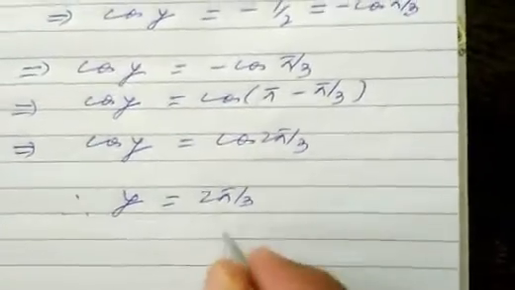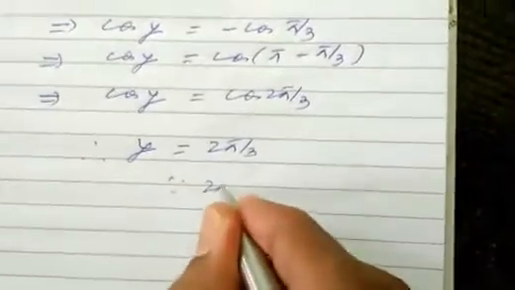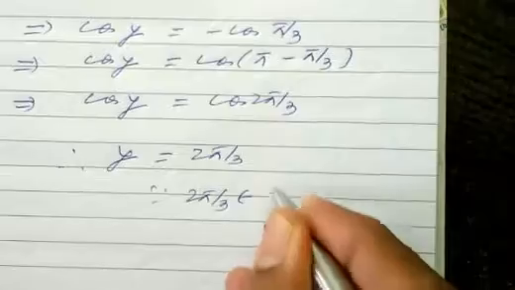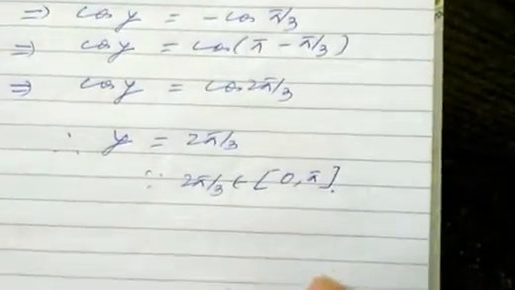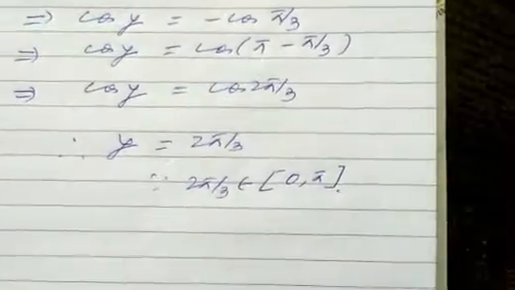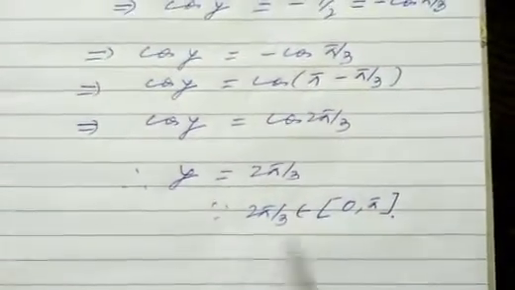Since 2 pi by 3 belongs to 0 to pi, this is the permissible answer. So the principal value of cos inverse minus half is 2 pi by 3. In the same manner, we can move with another example.